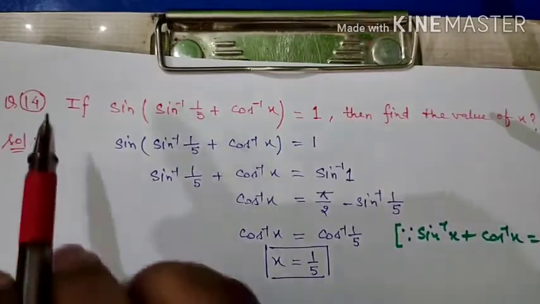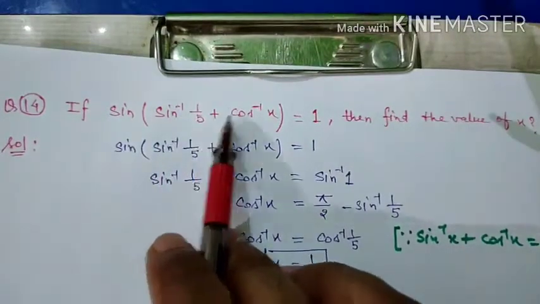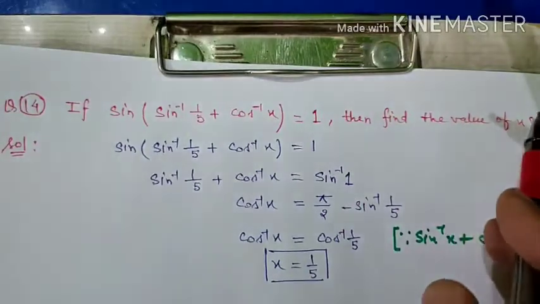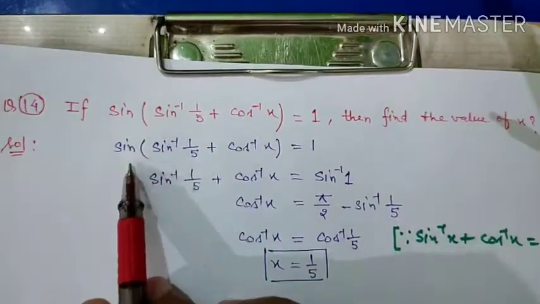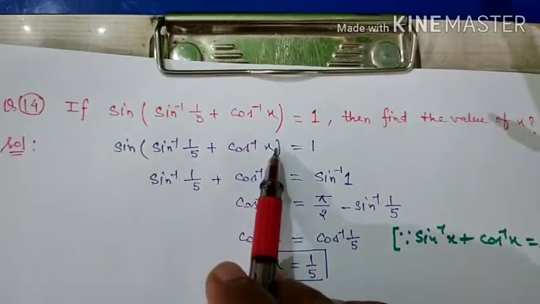Now question number 14. If sin⁻¹(1/5) + cos⁻¹x = 1, then find the value of x. We have to find the value of x. sin⁻¹(1/5) + cos⁻¹x = 1.